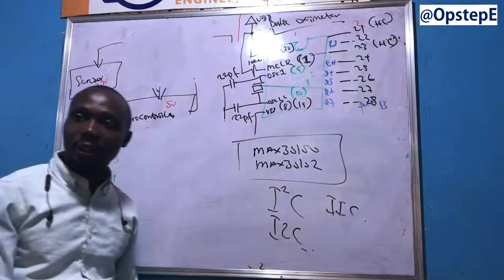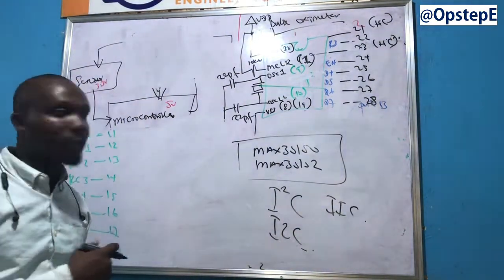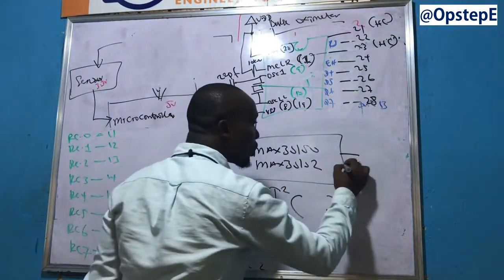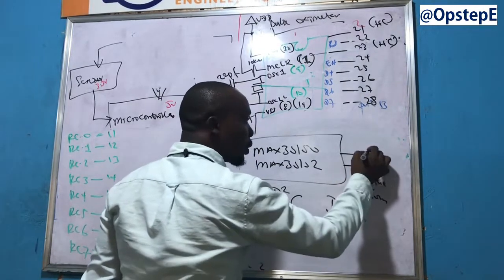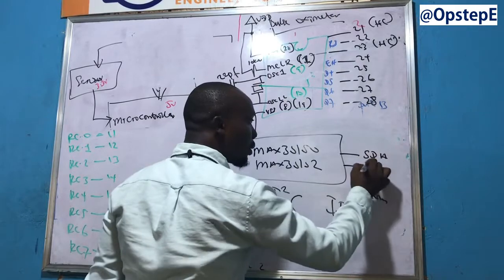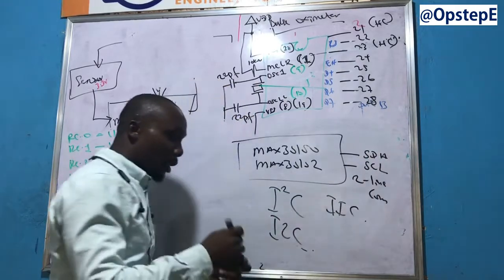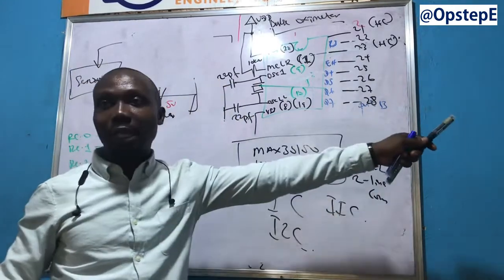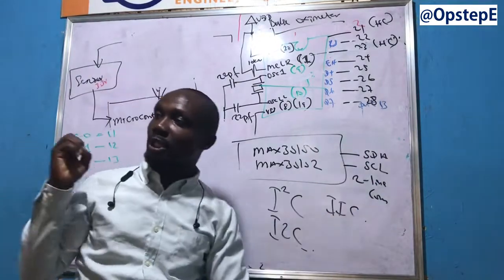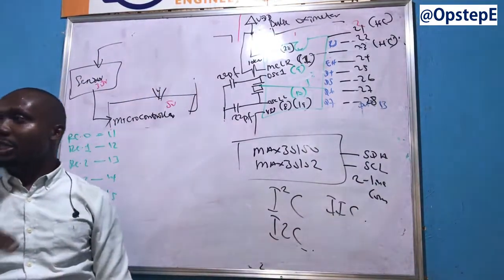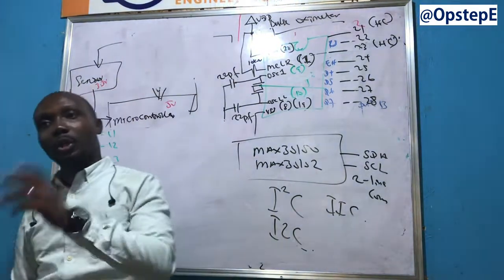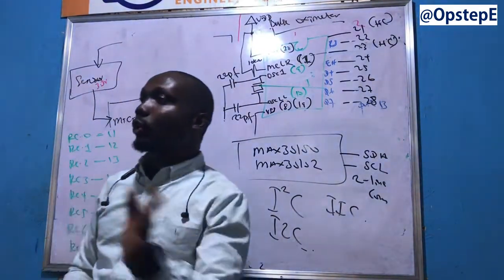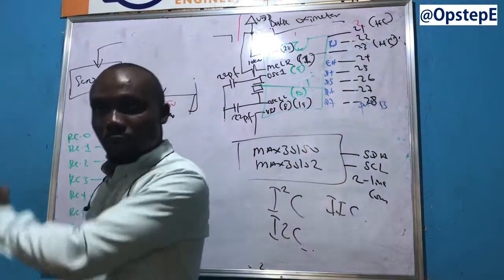Now, the beauty of I2C is that it uses just two-line communication: the SDA and the SCL. The SDA is where the data is sent out from. The SCL is where it is clocked. It is a synchronous data communication. There are two types of communication that you're going to be talking about in digital electronics: the synchronous and the asynchronous.